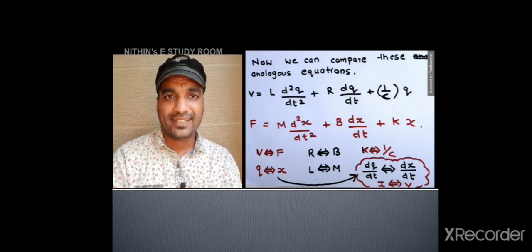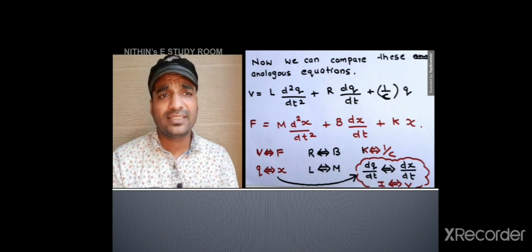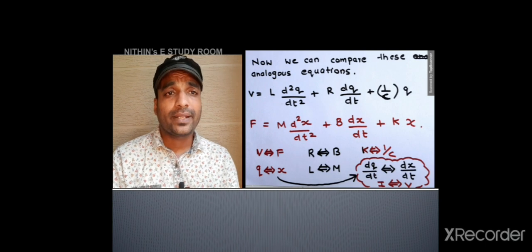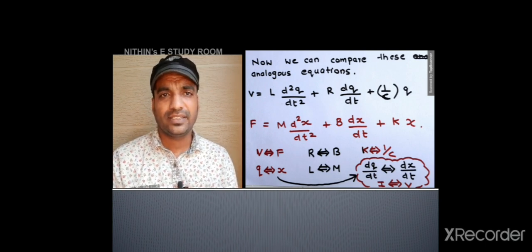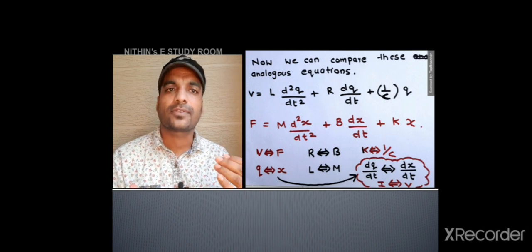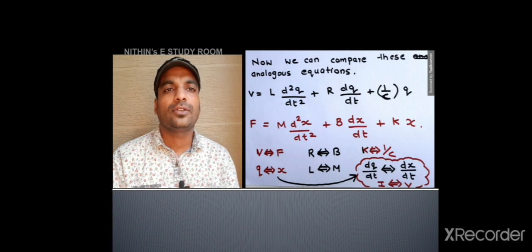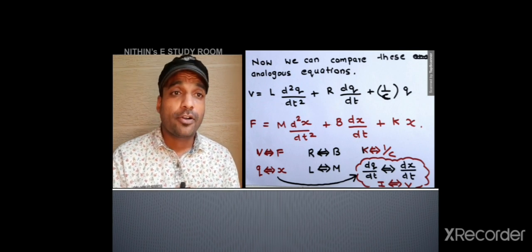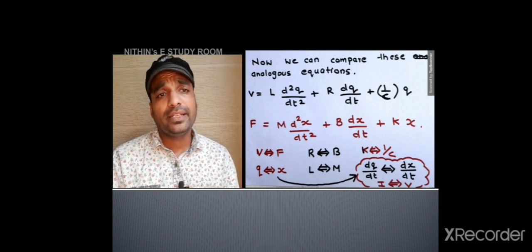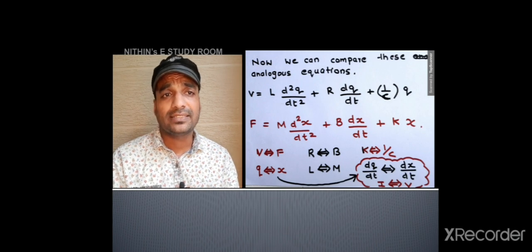So q and x are analogous. As q and x are analogous, we can say dq by dt is analogous to dx by dt. Just differentiating, as q and x are analogous, we are differentiating both terms with time. So dq by dt is analogous with dx by dt. Okay, so if dq by dt is analogous with dx by dt, what is dq by dt?